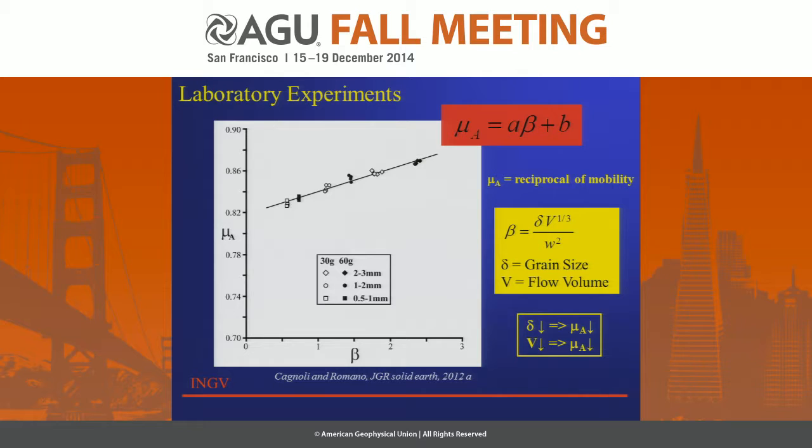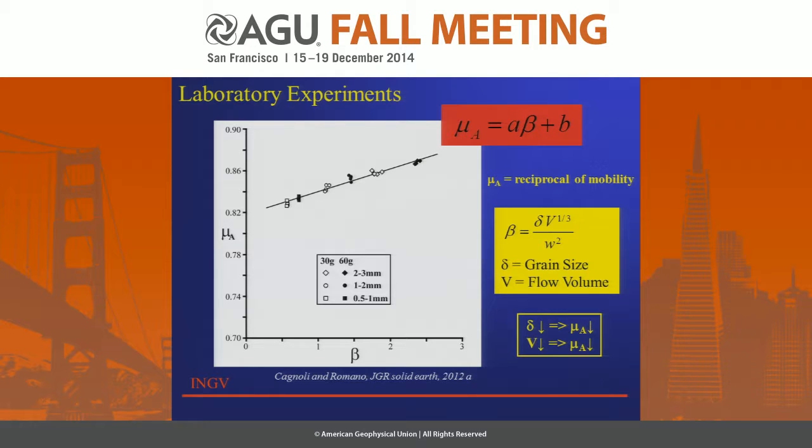Okay, the laboratory experiments show a linear relationship between mu A and beta, which is grain size multiplied by flow volume, that is then normalized by the channel width. We know that mu A is a reciprocal of mobility, so that as grain size decreases, mobility increases, and as flow volume decreases, mobility increases. This is the mobility of the center of mass, right?